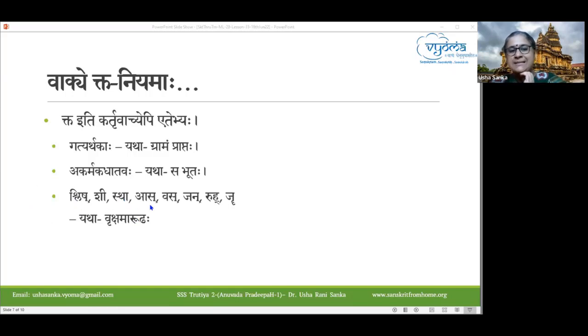Some dhatus like shlish, shi, stha, as, vas, jan, rudh, jr are also in karta, like vriksham arudha. So it is taking karma, and saha vriksham arudha. So arudha is a person who is doing it, who is climbing. So he is a climber. It's not climbed. Vriksham arudhaha. If you say vriksham arudhaha, then vriksham should have been napunsaka to be a karta. But here you see vriksham, which is karma dvitya vibhakti, because vriksha is a pumlinga. That's why vriksham is karma. It's a dvitya vibhakti, not prathama.